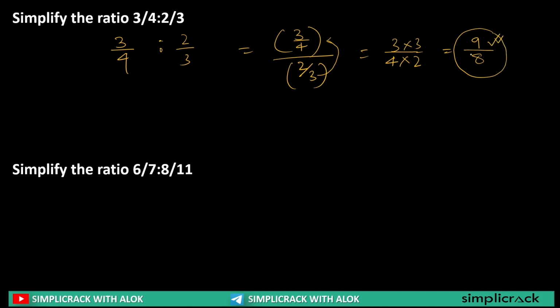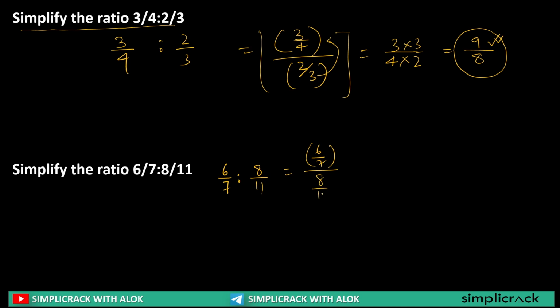So now the question remains, can 9 by 8 be simplified, or shortened? No, sir, there is nothing we can do about this form. So if I simplify the ratio 3 by 4 is to 2 by 3, we'll get 9 by 8. Okay, now let's solve one more question. Here it is given, simplify 6 by 7 is to 8 by 11. Same formula. This step I am using for your understanding.